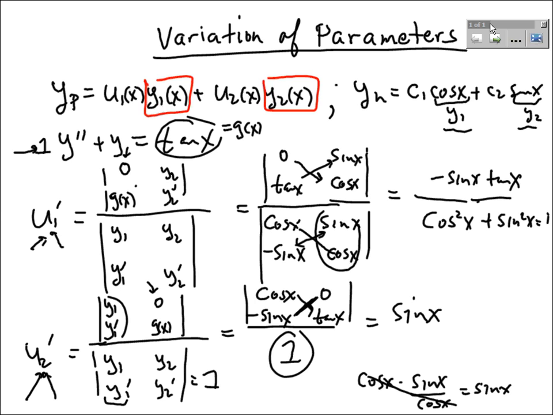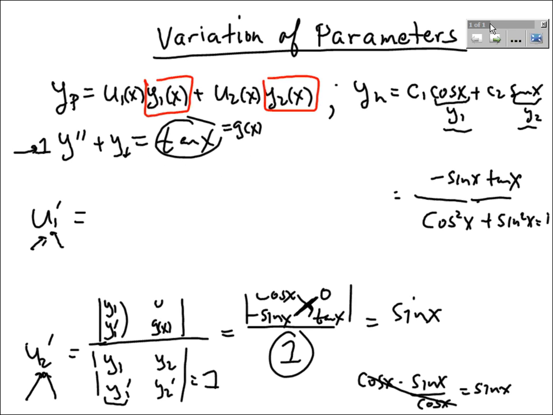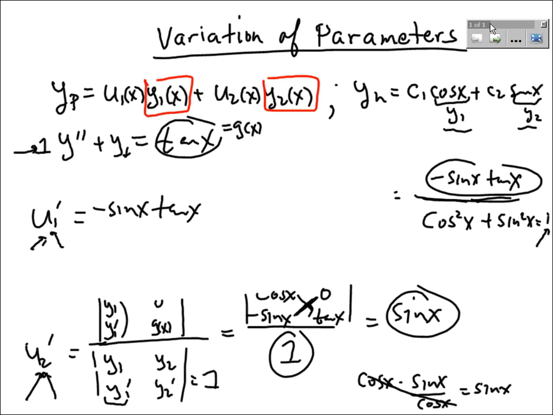So we have u1 prime and u2 prime. To get a little space, I'm just going to move over the answer. u1 prime is that, because anything divided by 1 is itself. It's negative sine x times tan x. And u sub 2 prime, excuse me, is sine x.